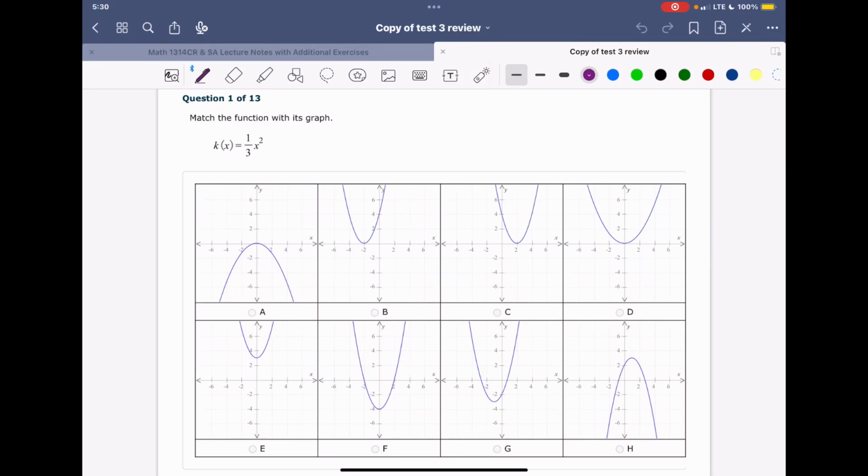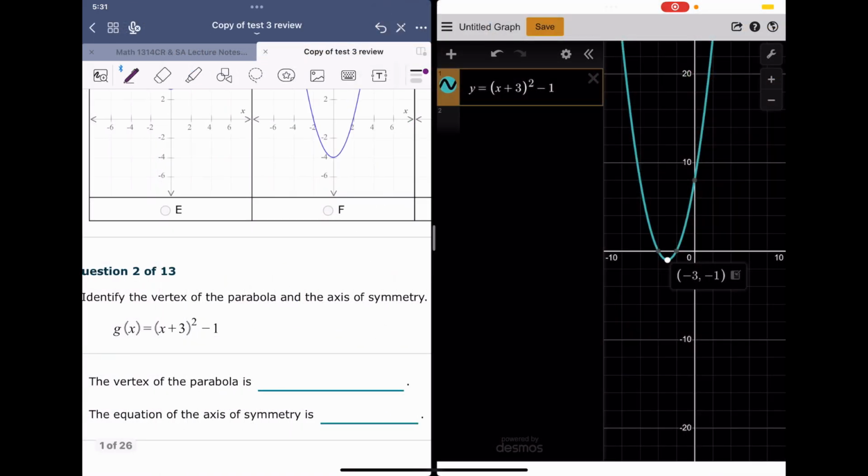This one we're going to use Desmos to graph it, and we are looking at this one right here. The option here is D. So all you have to do is type that in. Find the vertex of the parabola and the axis of symmetry.